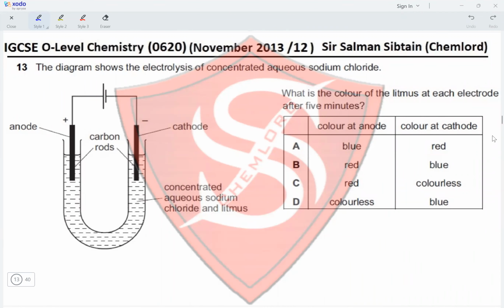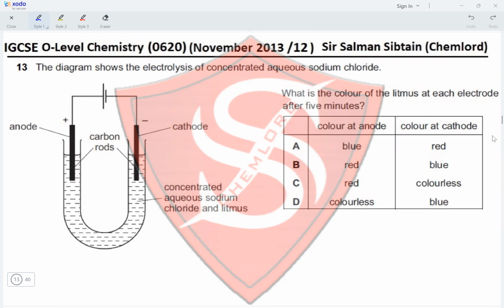Question 13. The diagram shows the electrolysis of concentrated aqueous sodium chloride. What is the color of the litmus at each electrode after 5 minutes? So the electrolyte contains concentrated aqueous sodium chloride and litmus. Okay, they've added litmus in this. So let's look at the reactions that take place at the cathode and the anode.